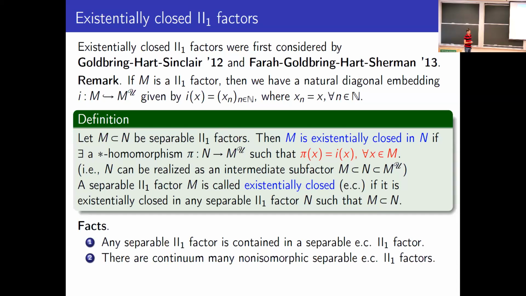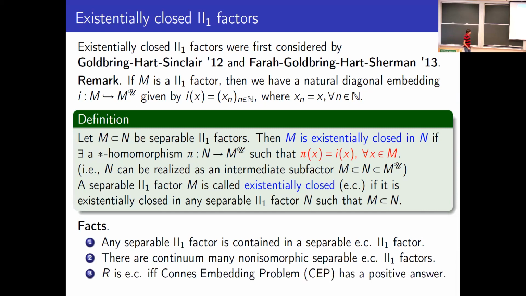So any separable II1 factor is contained in a separable existentially closed II1 factor. And because of this, there are continuum many non-isomorphic separable existentially closed II1 factors. So there are continuum many non-isomorphic separable II1 factors, and within that class, there's continuum many that are EC. Also, the hyperfinite II1 factor is existentially closed if and only if the Connes embedding problem has a positive answer. And I'll say a bit more about this later.